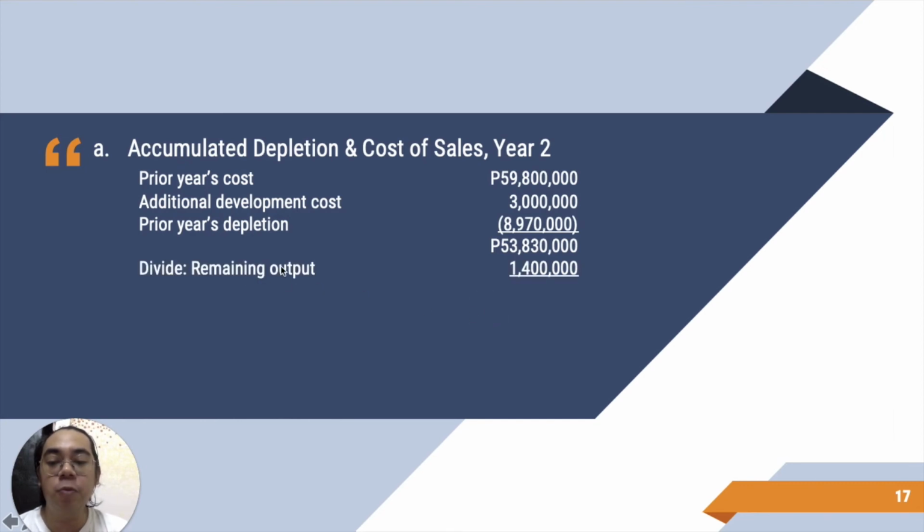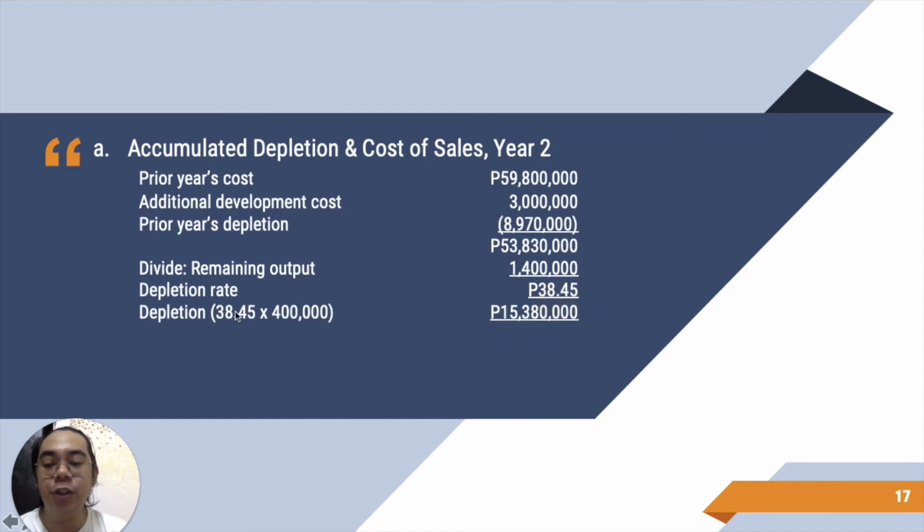And the remaining output is not 2 million. So iba na yung i-divide mo, 1,400,000 na. Ito na yung 400,000 daw ang na-produce this year, tapos 1 million for the succeeding year. So ang total, 1,400,000. Take note, if we account for it prospectively, hindi na natin kinoconsider yung mga past data. So ang kinoconsider lang natin is yung current data and the future data. So ang bagong depletion rate is 38.45. Therefore, the depletion for the year is 38.45 times 400,000 yung na-produce during the year.